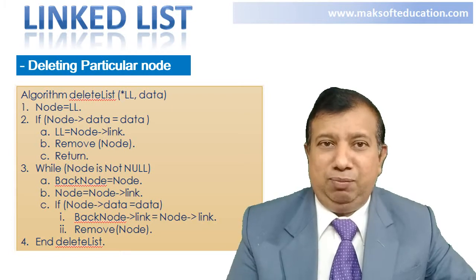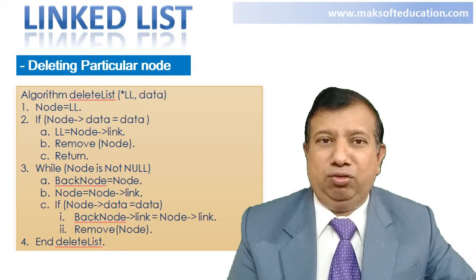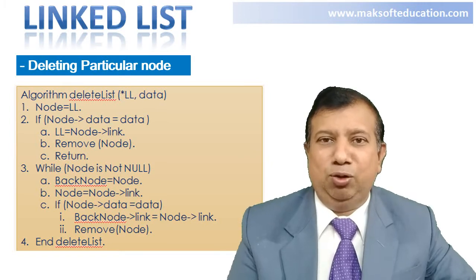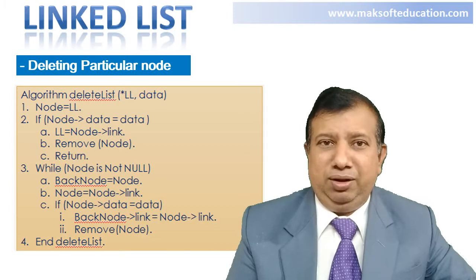Check whether the node's data is equal to the data that we want to delete. If it is found, that means what? It is case number 1. In this case, what to do? Just copy the node's link to the list pointer. So the first node will be free. Remove that node and return. So that particular node is deleted. But if the node's data is not the data to be deleted, that means it is not the first node.